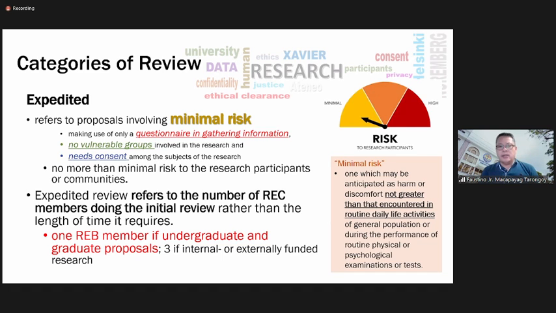For internally or externally funded research, especially for faculty members, internally funded means you are a recipient of research grants initiated by the university, or if your research is funded by DOST, that is already an externally funded research. It will take 3 members only for your proposal to be reviewed. That is the context of what we mean by expedited.